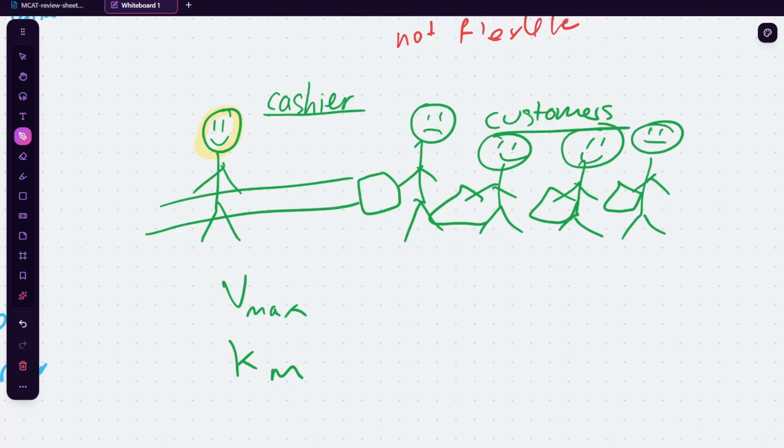Okay, so let's start with this analogy about a cashier at the store. You have a cashier at a store, let's say a grocery store, and there's a lineup of customers. I promise this will help, maybe. So the cashier is the enzyme. Oh, why is everything going away? Oh, one second. All right, sorry about that. I was on the wrong layer.